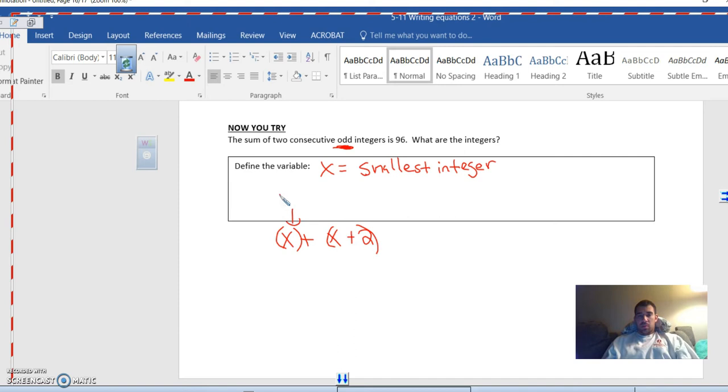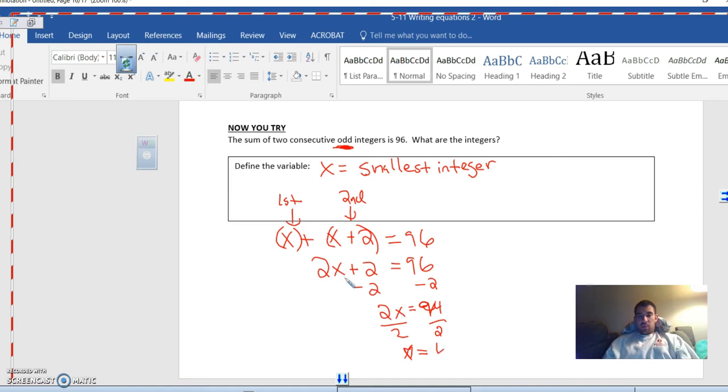x is our first integer. x plus 2 is our second integer because it's 2 more than the first, and the sum equals 96. Combine like terms. Subtract 2, we get 2x equals 94. We divide by 2, we get x equals 94 divided by 2, which is 47. So 47 is our smallest integer. 49 would be our greater integer. So we have 47 and 49 as our 2 consecutive odd integers.